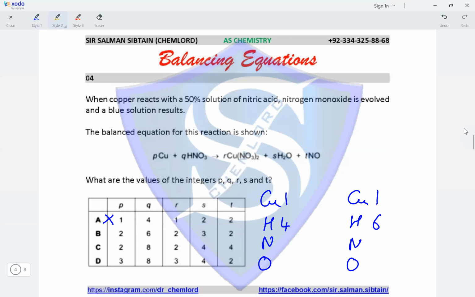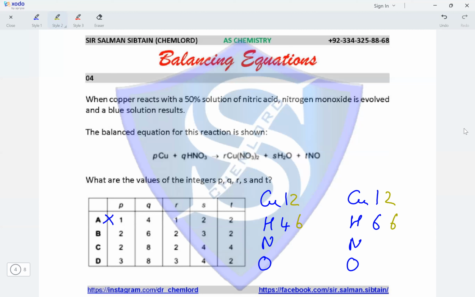Moving on to option B, we have 2 copper on the left and 2 copper on the right. So this is balanced. For hydrogen, Q is 6. So 6 hydrogen on the left. And for hydrogen, we've got 3 for S. So 3 twos are 6 on the right. So hydrogen is also balanced.